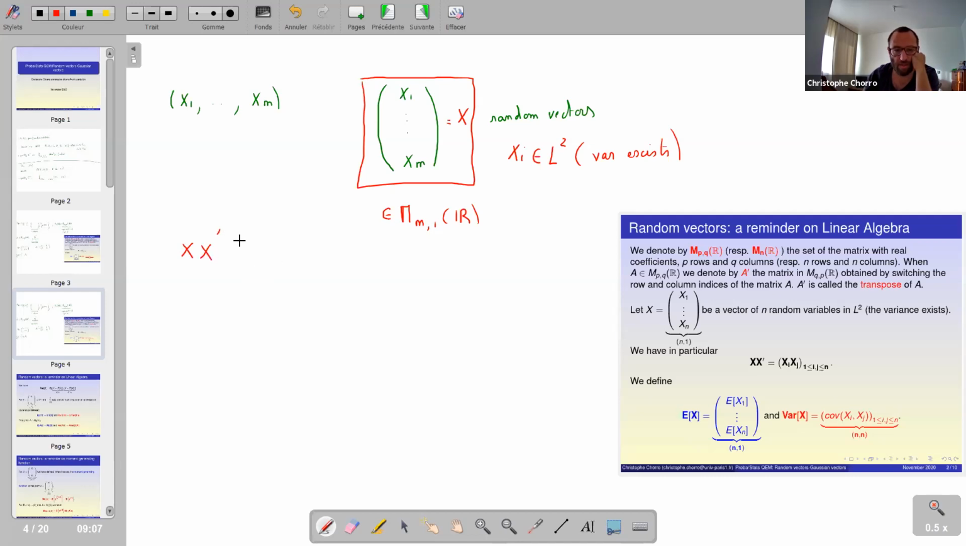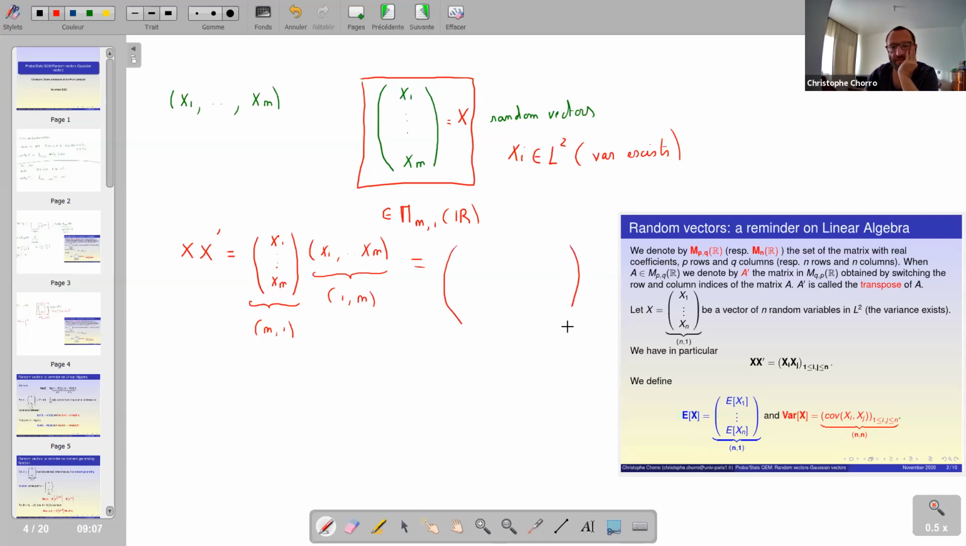If I do the product X X prime, at the beginning I will do all the details, but after, you have to be fluent with linear algebra. You do linear algebra, for example, in optimization. So here I have something of size n by 1, and the transpose is something of size 1 by n. It implies that what I obtain will be a matrix of size n by n.